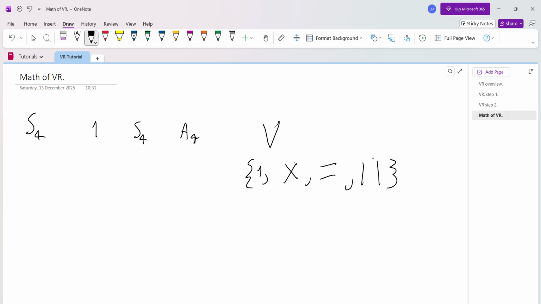Let's show how. Actually, before doing this, I also want to mention one other thing. S4 mod V is isomorphic to S3. This is something you should know as well. And this is isomorphic to a semidirect product. I don't think it's a huge deal if you don't understand this part, but this is motivation.